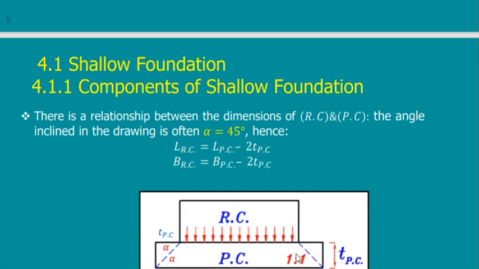What is this distance? This slope is 1:1. This height is the thickness of the plain concrete. So this also is the thickness of the plain concrete. So to use the maximum out of this PC, once you get the required area of the PC, how to get the required area of the PC? The load divided by the bearing capacity of the soil. I get the area.